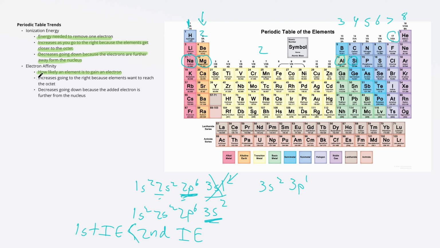So then the electron affinity increases, because elements are going to be more likely to try to get to an octet by gaining electrons. And then as you go down the periodic table, we want to think about the electron energy levels again. And it goes up, like we said, as you go down. So then the electrons are getting further away from the nucleus, which makes it harder to gain an electron. So the electron affinity decreases as you go down the periodic table.